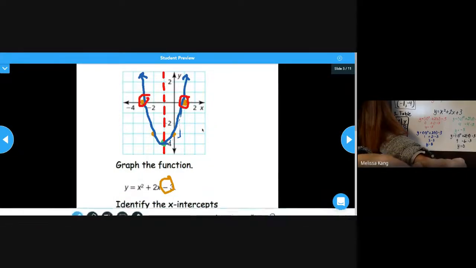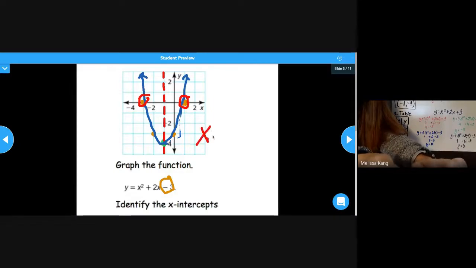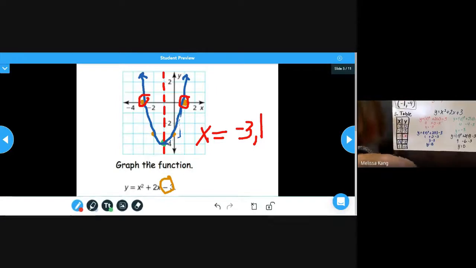So I'm going to write it like this: x equals -3, comma, 1. Okay, so those are my x-intercepts. That's what it equals. And that's how you did this problem. That's how you should have done this problem.